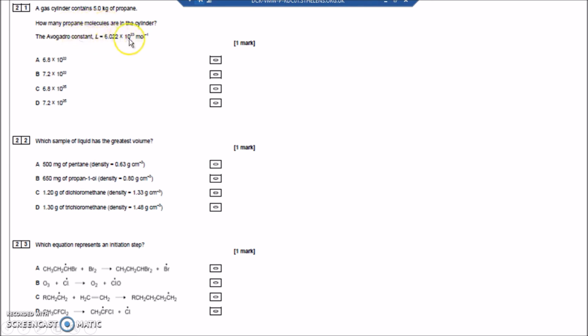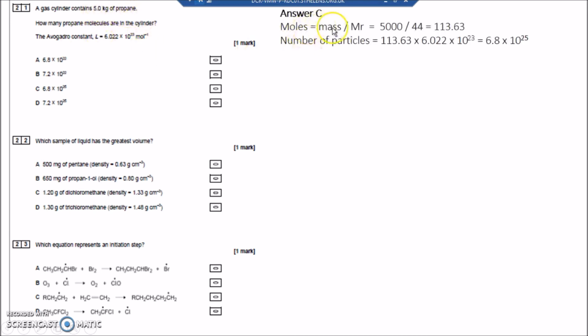Propane, a number of particles in a mole. Yeah, so I need to work out the number of moles. So first of all, let's do spoilers. Moles equals mass divided by Mr. The problem is that I need the mass in grams, and I've got it in kilograms. Going from a large unit like kilograms down to a smaller unit like grams, you multiply by 1,000. 5 times 1,000 is 5,000.